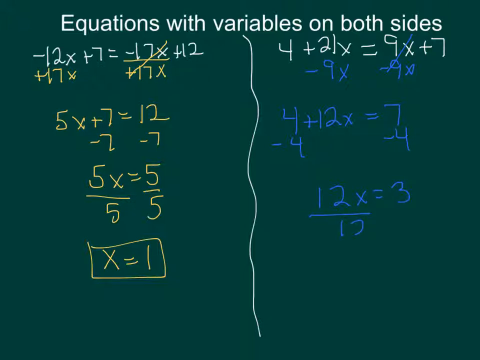Divide both sides by 12. Okay, 12 won't go into 3 because 3 is smaller, but we can reduce 3 over 12 to 1 over 4.